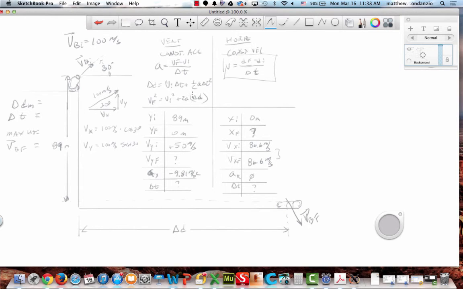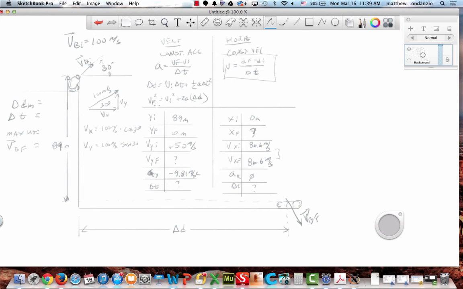So the vertical part, let's think about this. We're asking for a couple of different things. We want the change in distance horizontally. Well, I could get that if I knew the time. Can I figure out the time from my vertical? How could you do that? With the delta v equals a delta t. Or you have to find the final velocity. Yeah, there's a couple of ways.